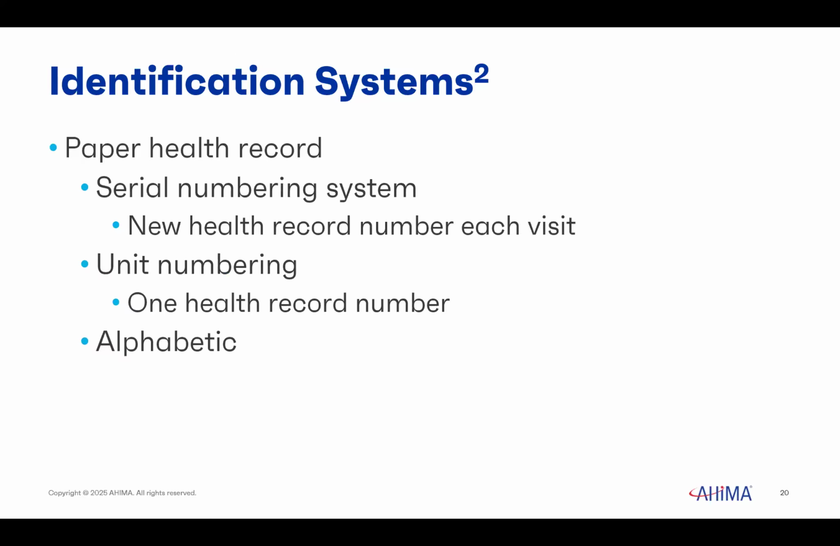With paper records, we can have several different ways of doing this. We can have serial numbering. In other words, every time a patient comes into the clinic, they get a unique identifier for that encounter, and they get a new health record number for each visit. Far and away, something much more popular is the unit record, or unit numbering. In other words, we have one health record number for all the encounters that the patient has in the organization.